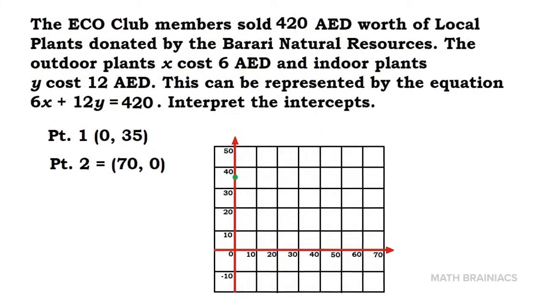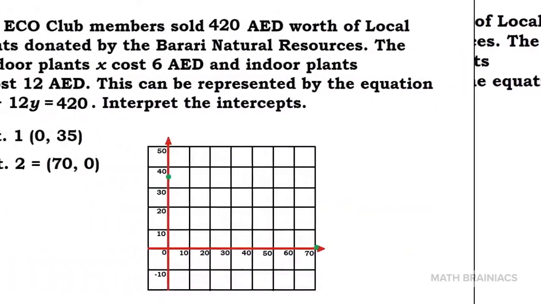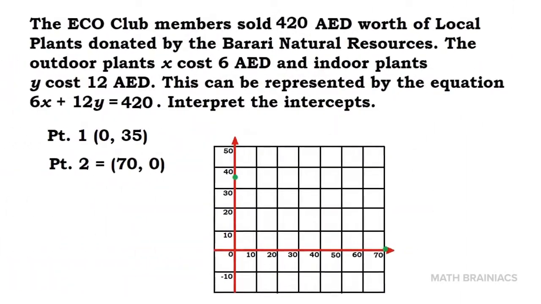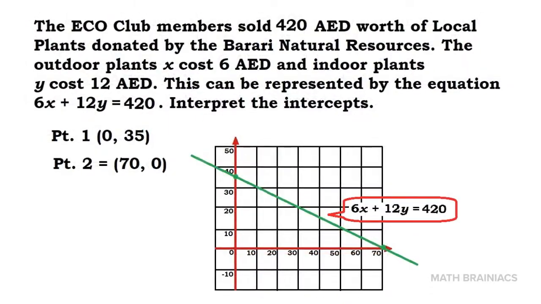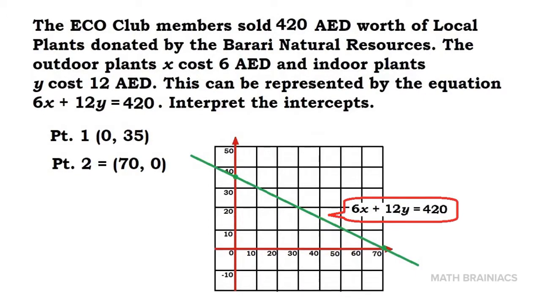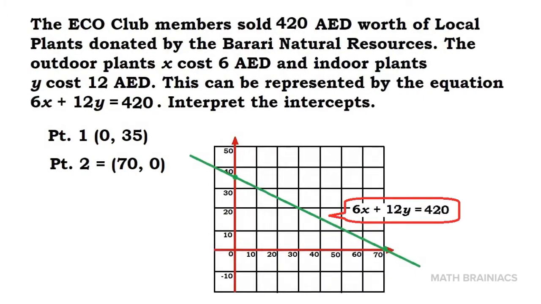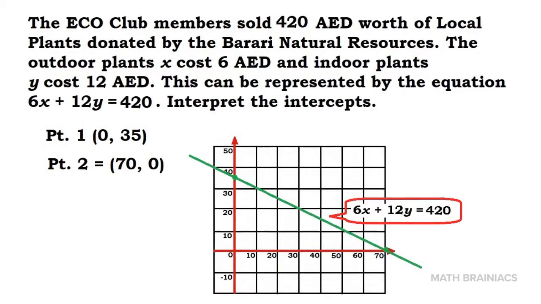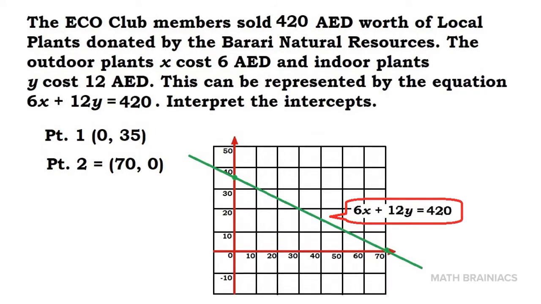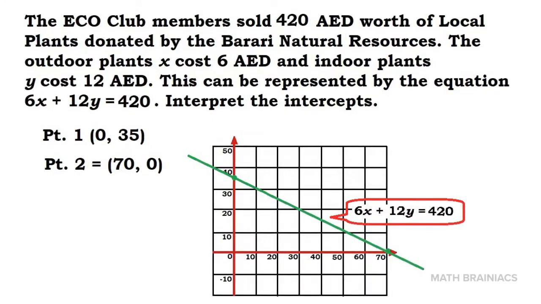Plotting point 1 on the coordinate plane, when x is 0, y is 35. And when x is 70, y is 0. Connecting the 2 points with a line, it will give us the graph of the equation 6x + 12y = 420. On point 1, when x is 0, y is 35. On point 2, when y is 0, x is 70.